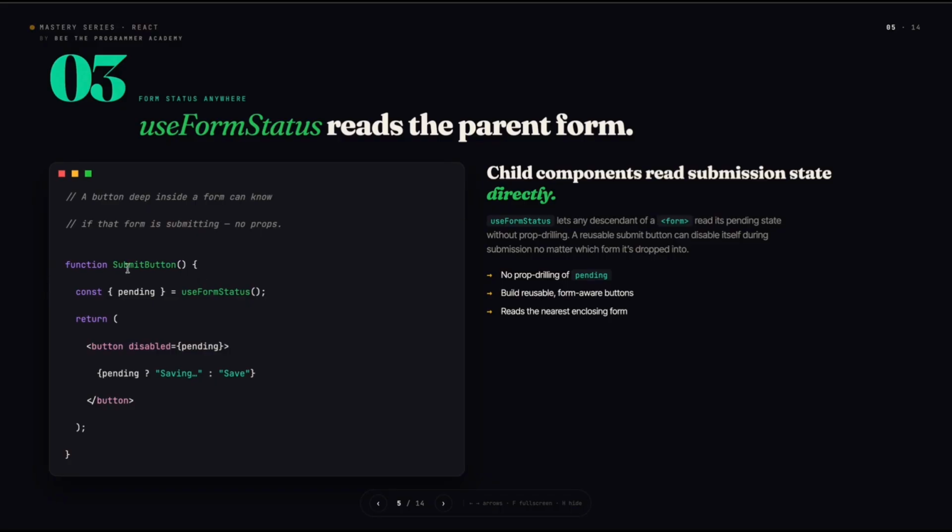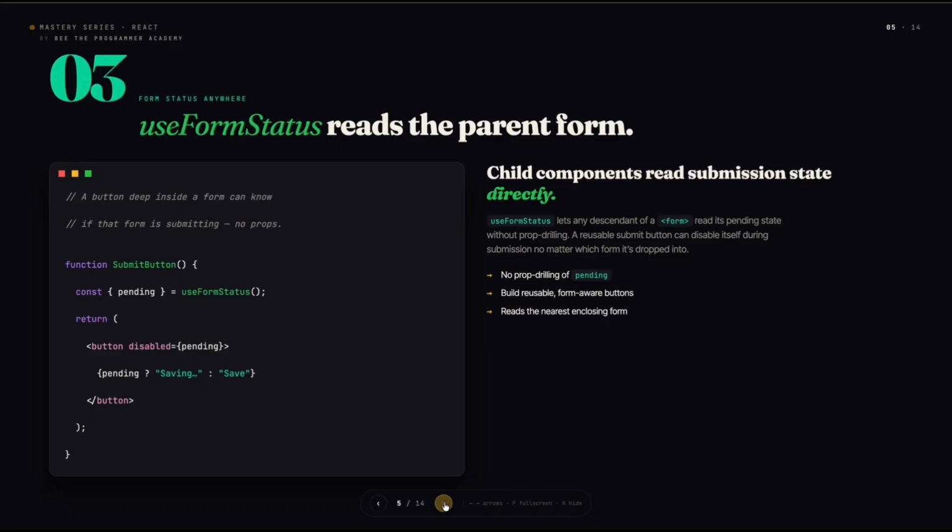So let's take this component, submit button. In here, we have the useFormStatus hook, which gives us the state pending, and then we get the button that we can then use that pending state to set the disabled value. So we can then say if it's pending, show saving, else show save.